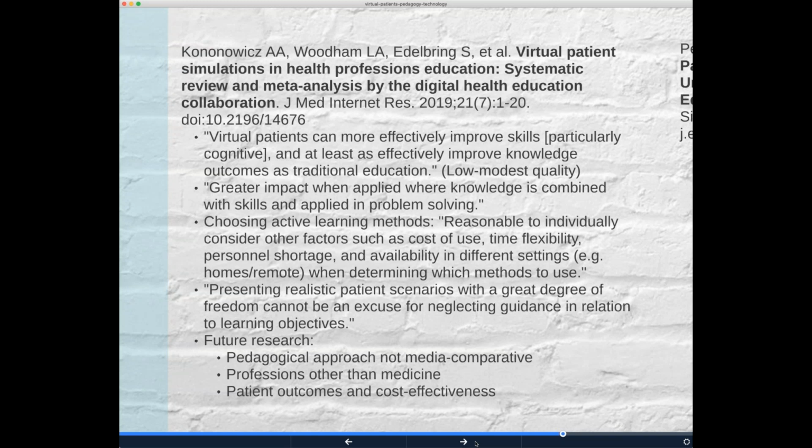A caveat that was interesting they picked out is that they say presenting realistic patient scenarios with a great degree of freedom, so thinking about these open-ended types of cases and exploratory cases where learners can essentially do anything they want, can actually be somewhat detrimental if your learning objectives aren't well matched to that kind of experience.